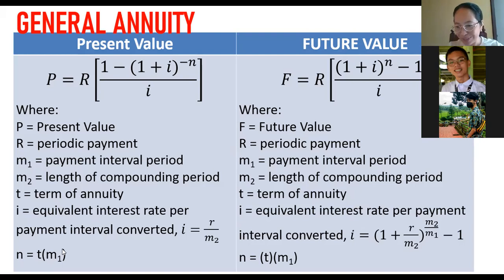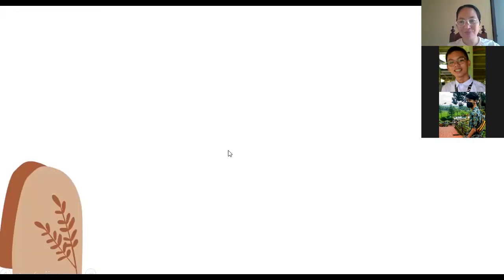Parang ito makakasagot sa atin dun sa kaninang hindi natin makuha kasi general annuity yun kanina no, Nico. Yung example natin. Yes, ito po, yun. Ma'am. Opo.